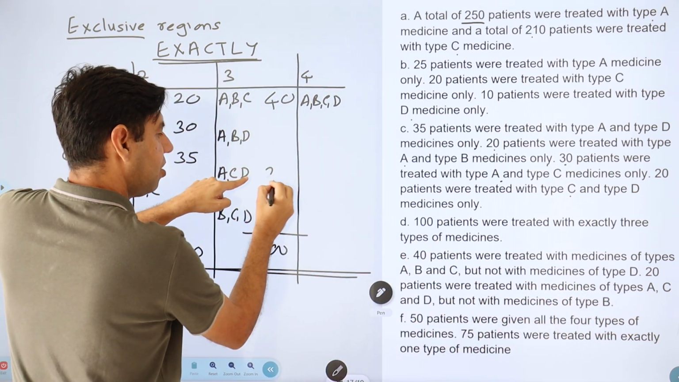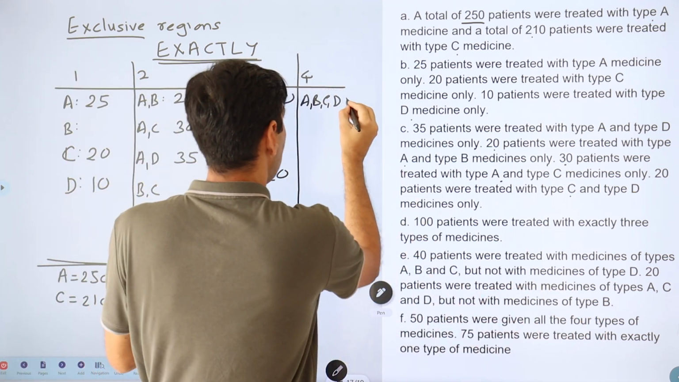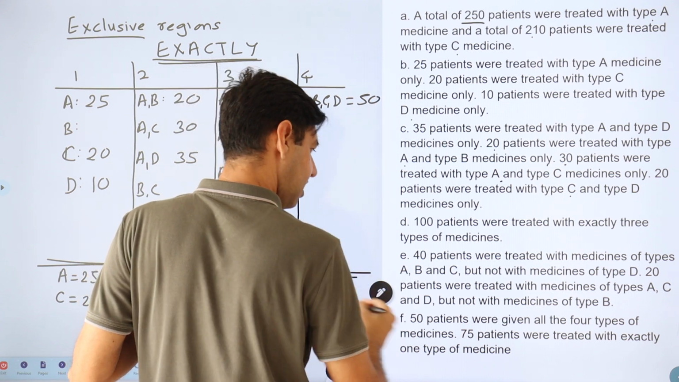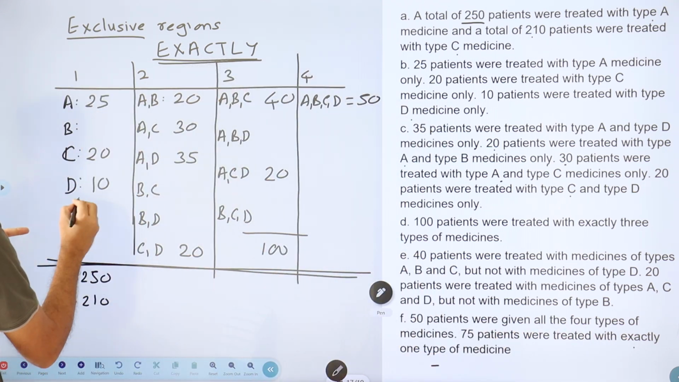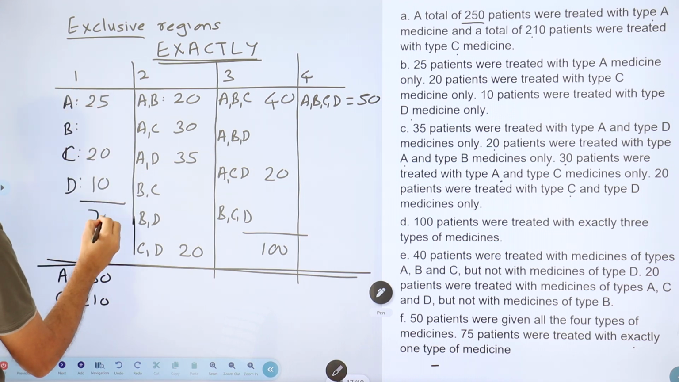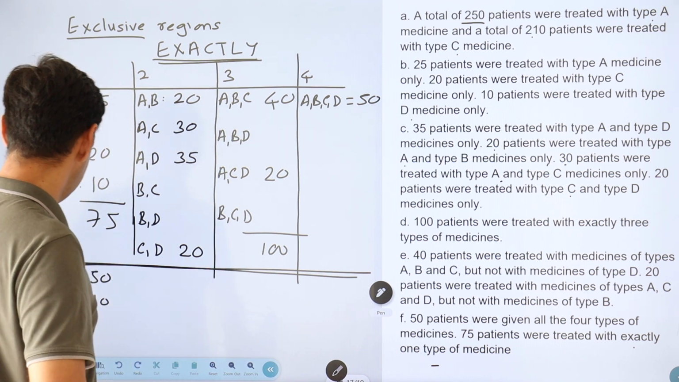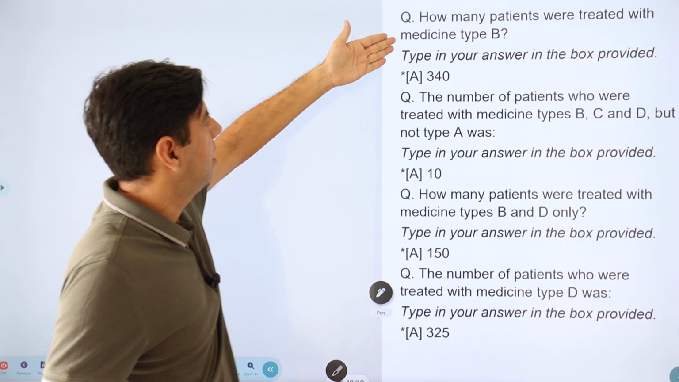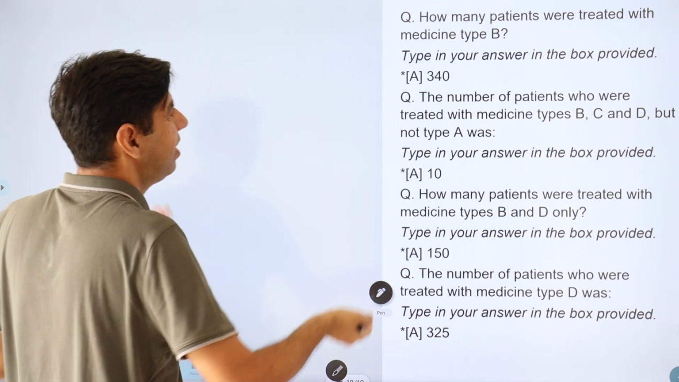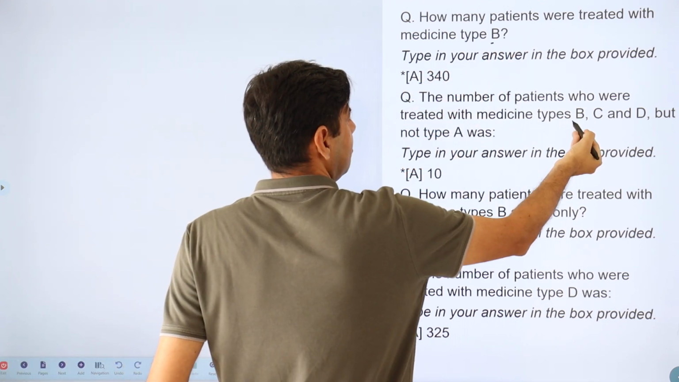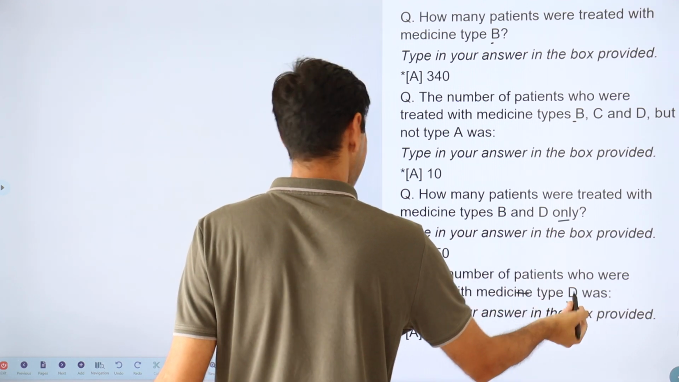A, C, D but not B, that's 20. Done. 50% were given all 4, so that's a direct result, and 75 were treated with exactly 1 type. So exactly 1 type, the summation of this has to be 75. So this is what you have, and based upon this, the questions all are theta type. So you have a definite answer to them: treated with B, C, D, and B and D only, and with D.